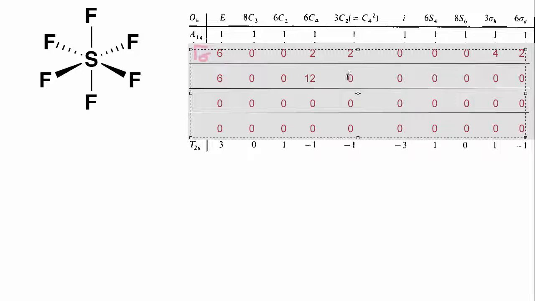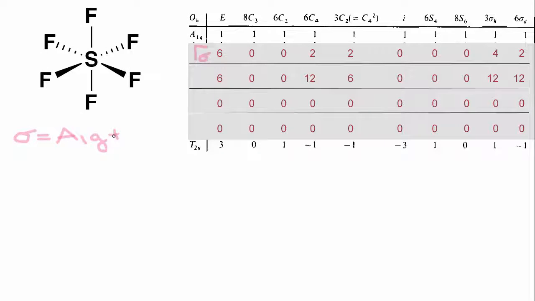Three times 1 times 2 gives us a value of 6. These will all stay zeros right here. So 3 times 1 times 4 gives us a value of 12. And then 6 times 2 gives us a value of 12 as well. And so this right here is our A1g. If we then divide it by the order of the group, which is 48, what we'll see is that 6 plus 12 plus 6 plus 12 plus 12 equals 48. And so our sigma bonds have A1g symmetry.